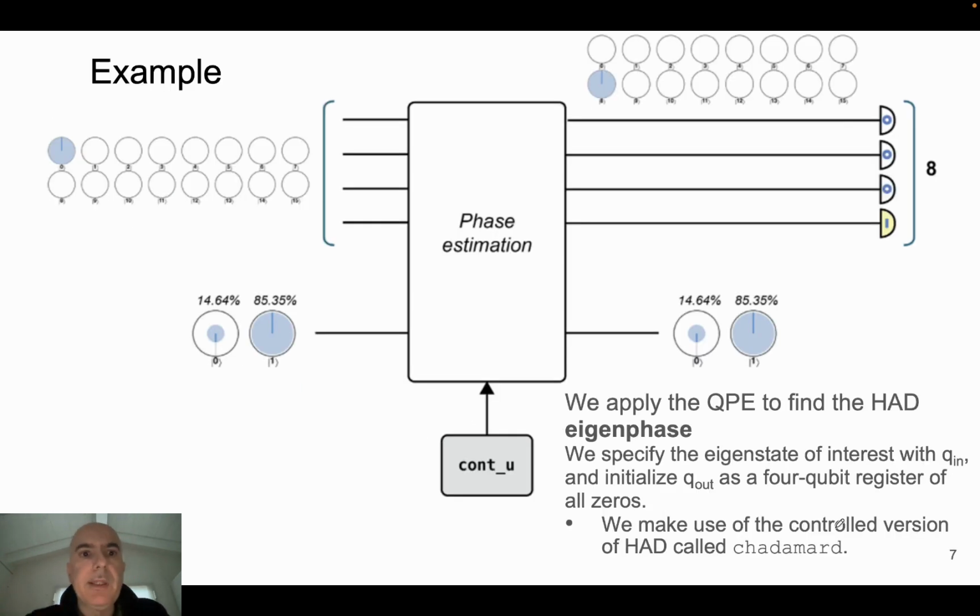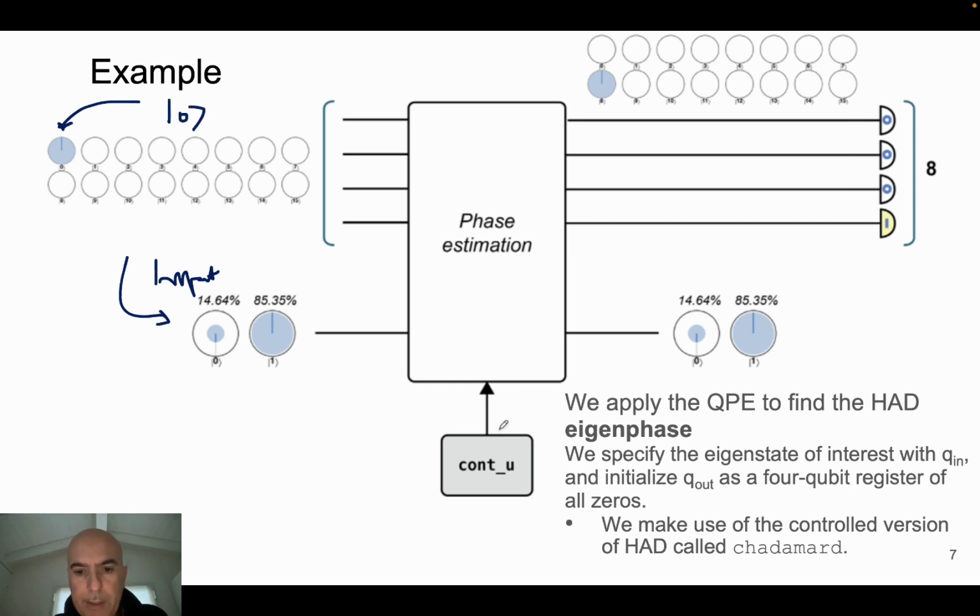In these slides, I present a simple example of how the phase estimation quantum circuit works. We have our input, that is our quantum eigenstate of the Hadamard gate. So this is the input. We initialize the output, that is the Q out, to 0. So all the m qubits are in the 0 state.